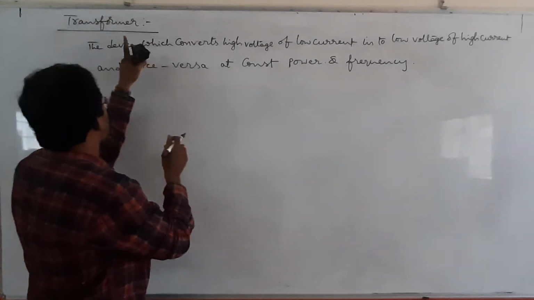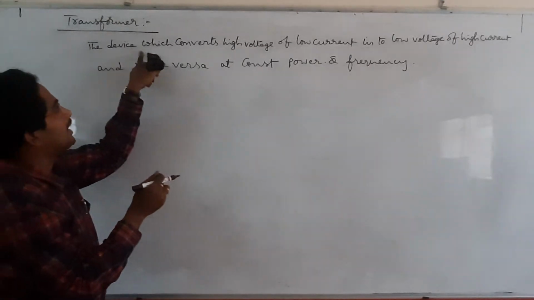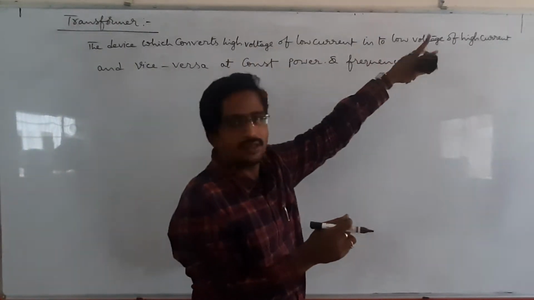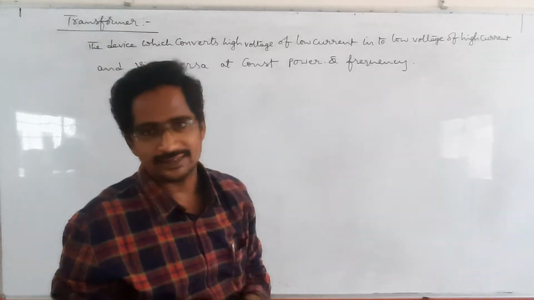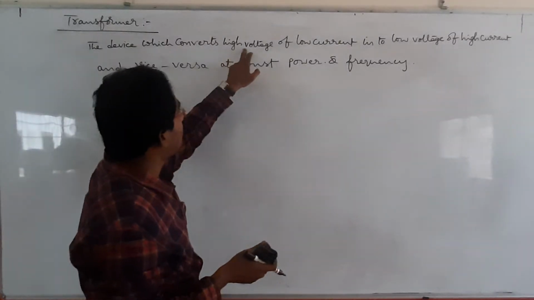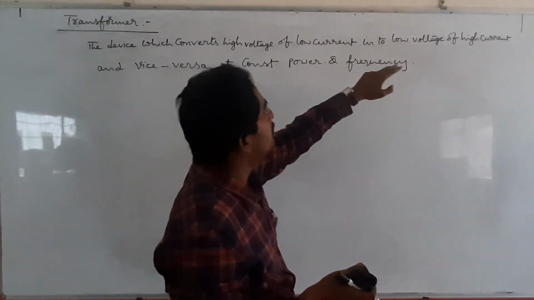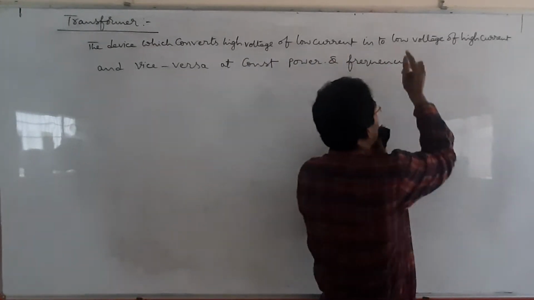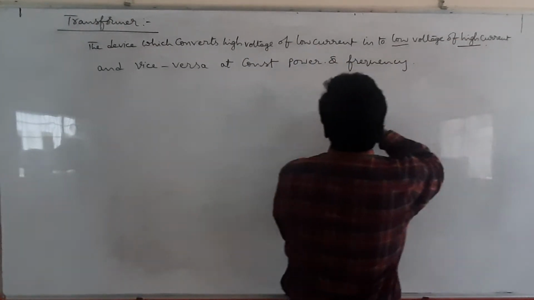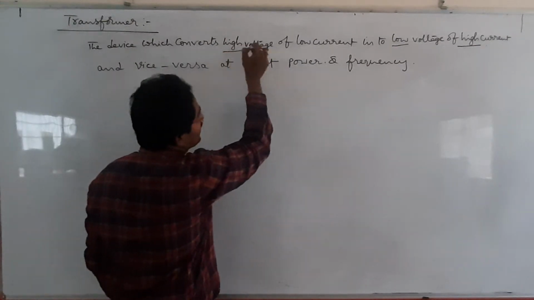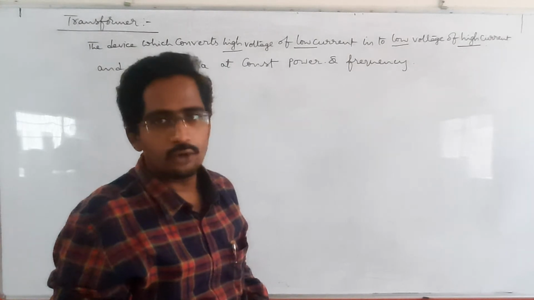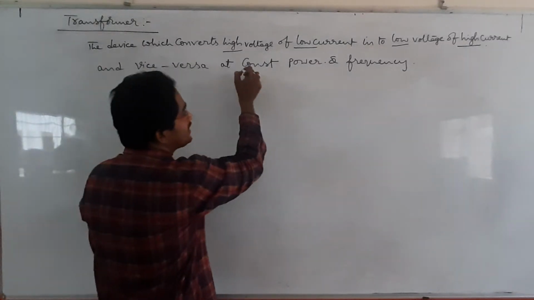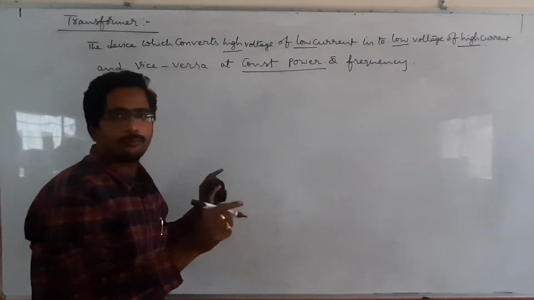So normally transformers convert high voltage into low voltage as well as low voltage into high voltage. But whenever voltage is small, the current value is high, and whenever voltage is high, the current value is low. Do remember, why? Because here it is giving constant power in the input and output.